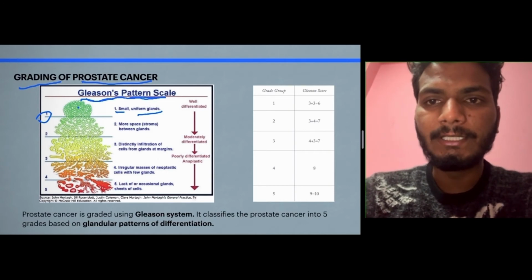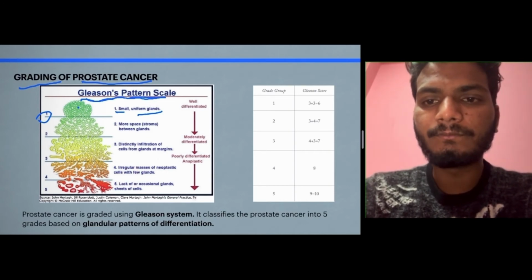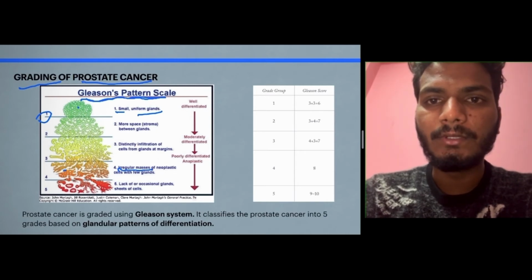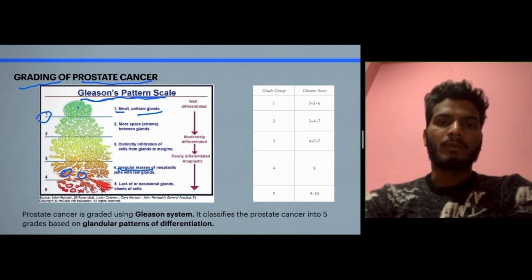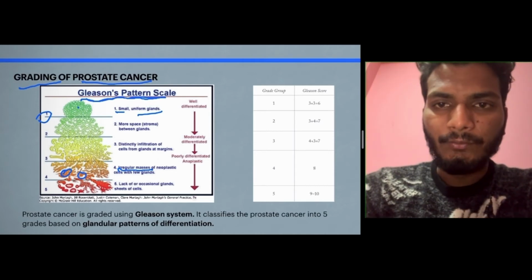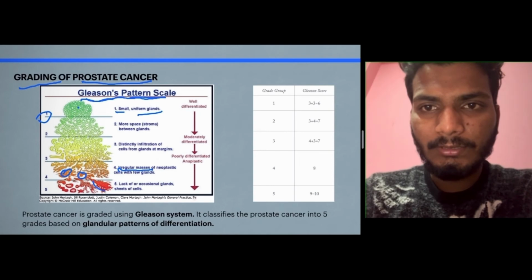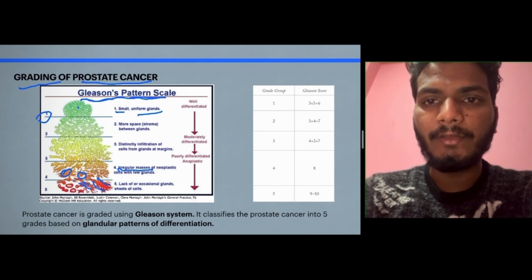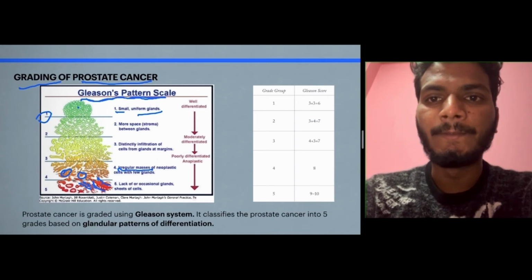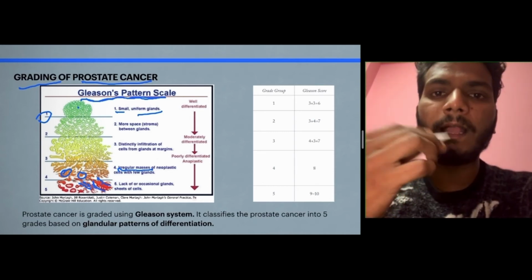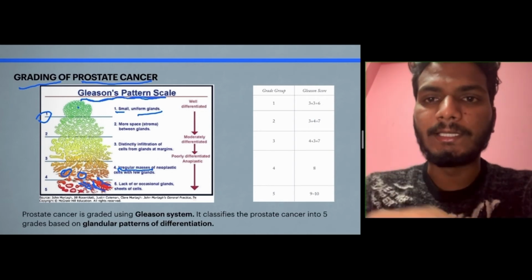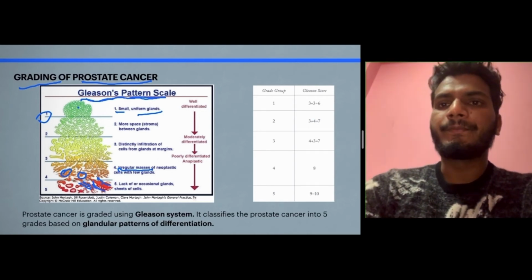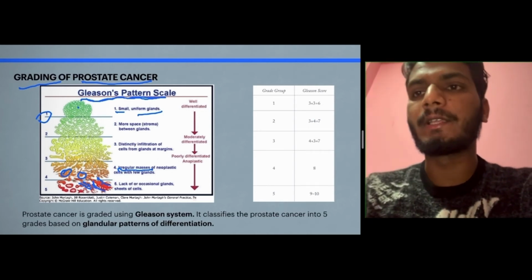In the fourth we can see irregular masses of neoplastic cells. Here we can see those. And in the last, in the most poorly differentiated, we can see there are sheets of cells. This is the characteristic for prostate cancer, sheets of cells, and this is seen in very highly progressed cells.